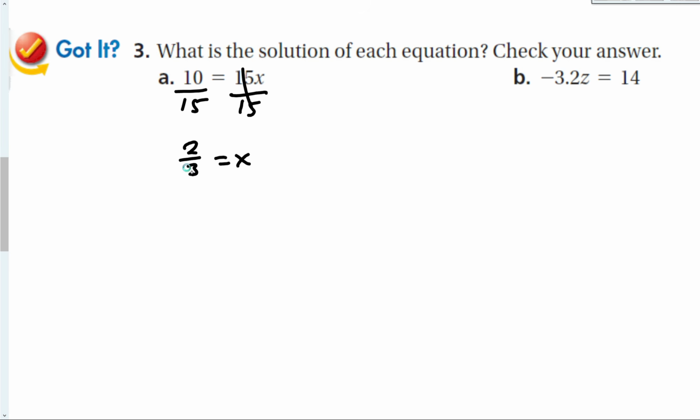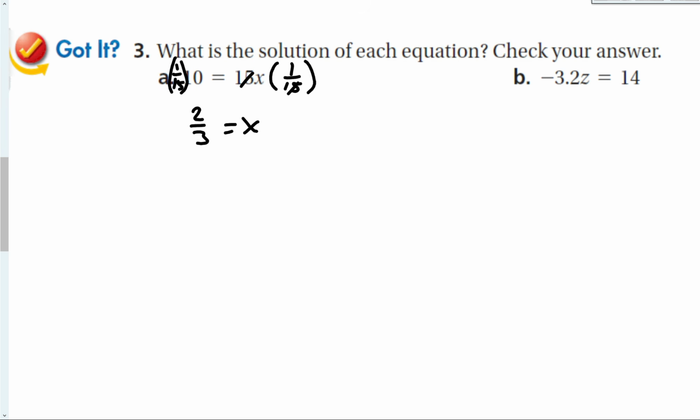However, another way to think about this is that division is the same thing as multiplying by a fraction. So we can also do that. I could take this whole equation and multiply it by 1 over 15. Those two will still cancel, and as long as I do the same thing to both sides, I still get that x is equal to 2/3.